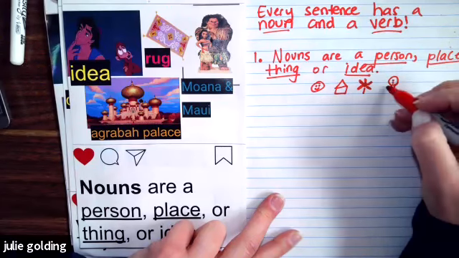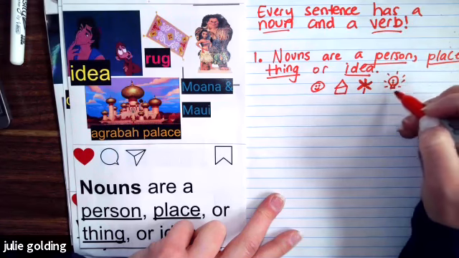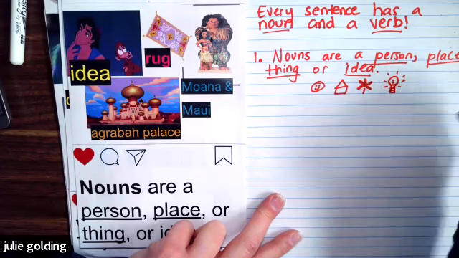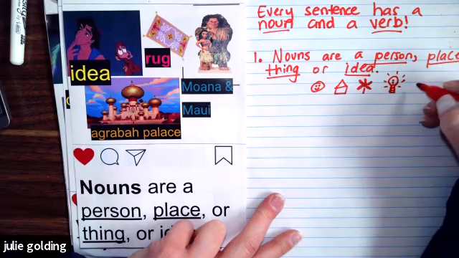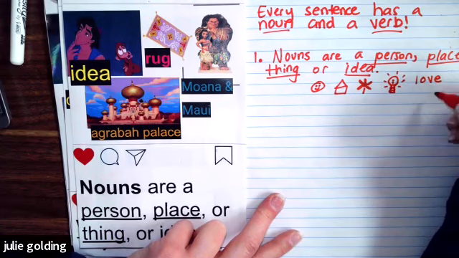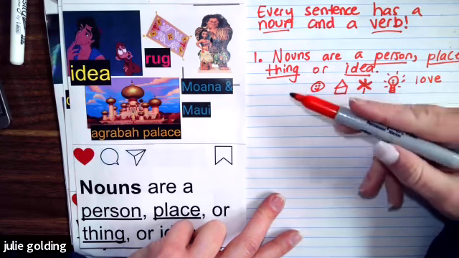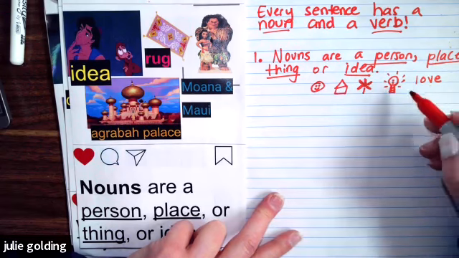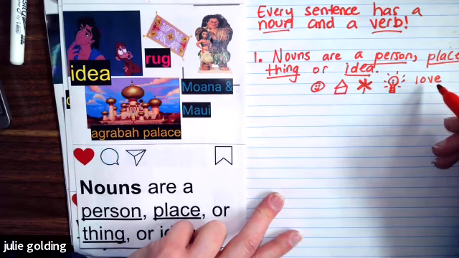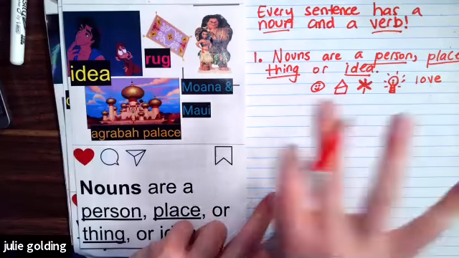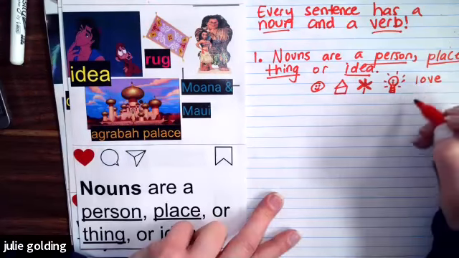Can you think of an example of an idea, by the way? One idea could be love. It's not necessarily something you can see, right? But it is an idea, or maybe some people would call it a thing. Love is not really something that you can see, but you see the effects of it.